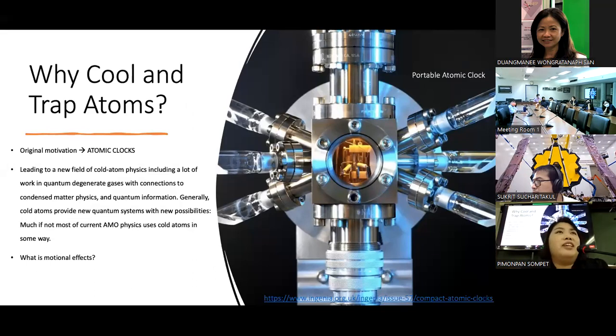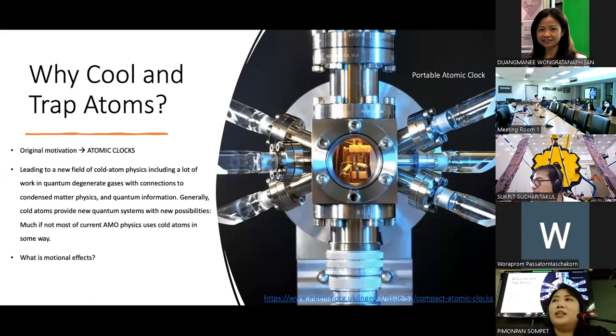Why do we want to cool atoms? That sounds weird, right? When we want to measure something, there is uncertainty that comes from temperature broadening. If we want to measure very precisely, we want to cool them down. The first idea was to have a very precise atomic clock, which is a very useful tool for many things, like GPS and, of course, everything about time that we use nowadays.